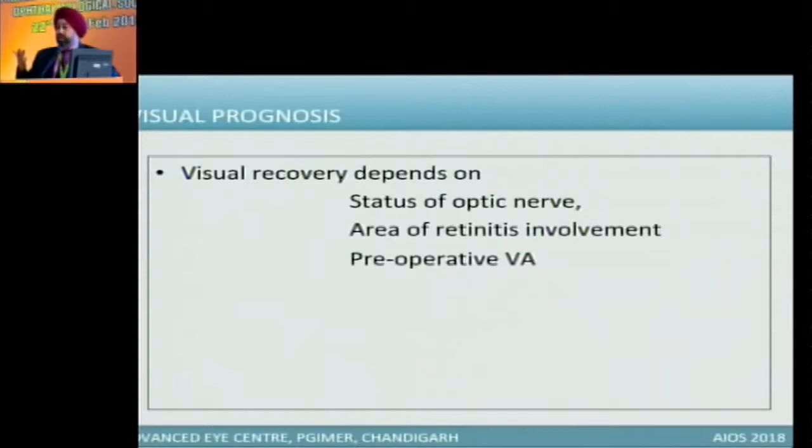Again, the foveal center is involved, so visual recovery is less in these patients. I have two short videos, just 30 seconds each. In this one patient, you see this large temporal break, and the fluid is coming through it. So the foveal center is also involved.